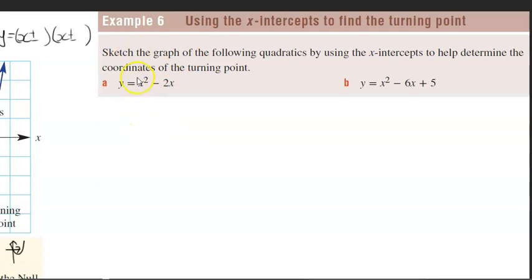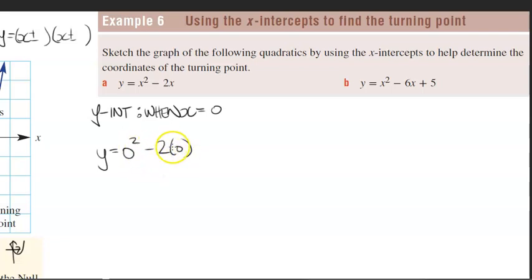Now we're going to look for the y-intercept. The y-intercept happens when x is equal to 0. So what we're going to do is substitute 0 into this formula. So we've got y equals 0 squared minus 2 times 0. 0 squared is 0, 2 times 0 is 0, 0 minus 0. Y is equal to 0. So at (0, 0), that's where the y-intercept is going to hit. So for now, we know at some point something's going to happen there at (0, 0). Okay, we need more information.